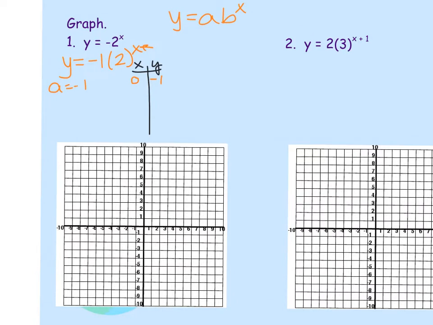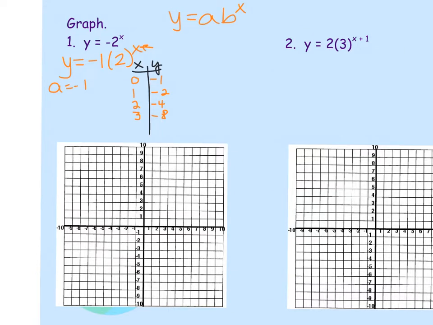If I plug in 1 for x, 2 to the first power is 2, but multiply that by that -1 out in front, and it changes it to -2. If I go one more to the right, 2 squared is 4, but then that negative will make it -4. 2 cubed is 8, but then that makes it -8. And if I go 2 to the 4th power, that's going to put me at 16, and that'll put us off the graph. Let's go in the other direction.